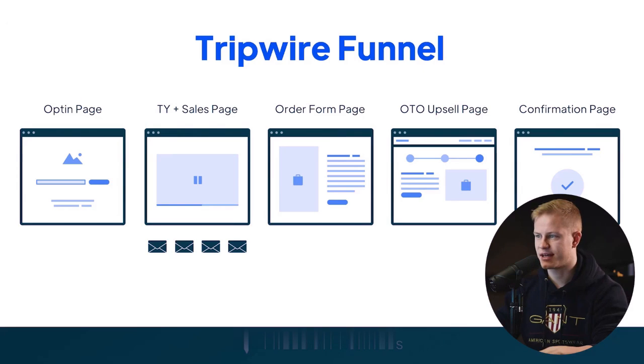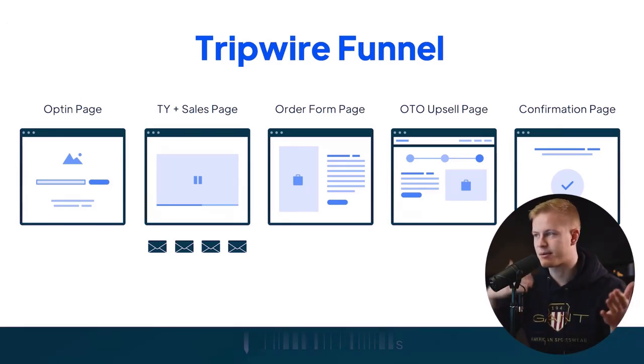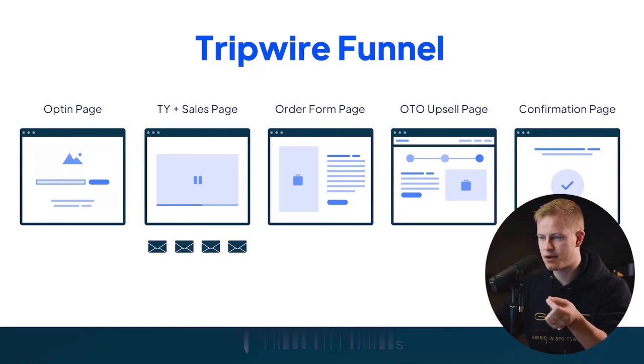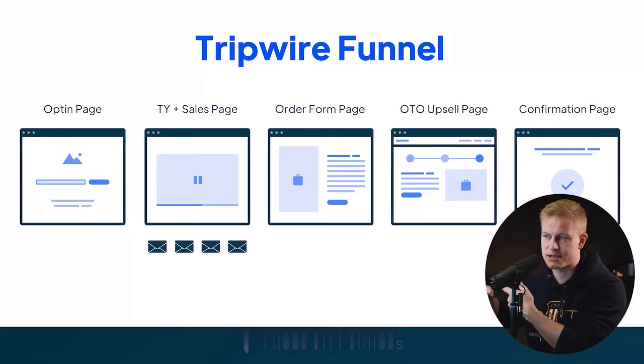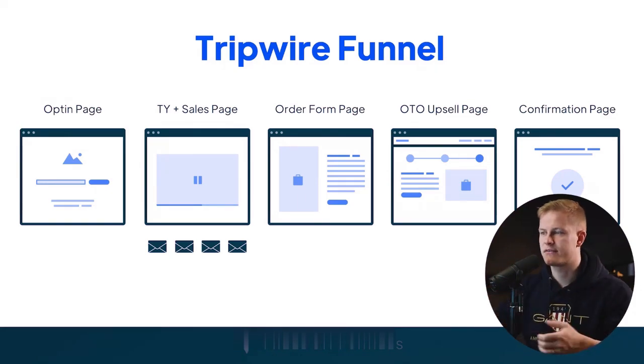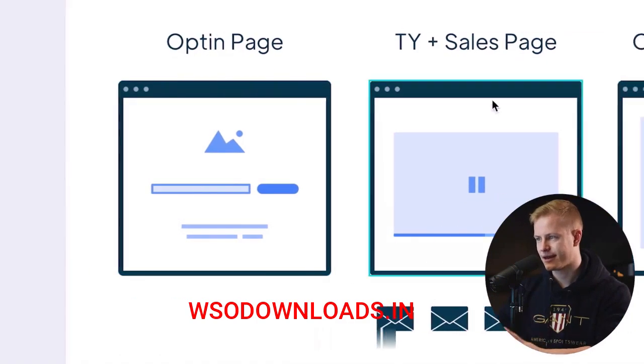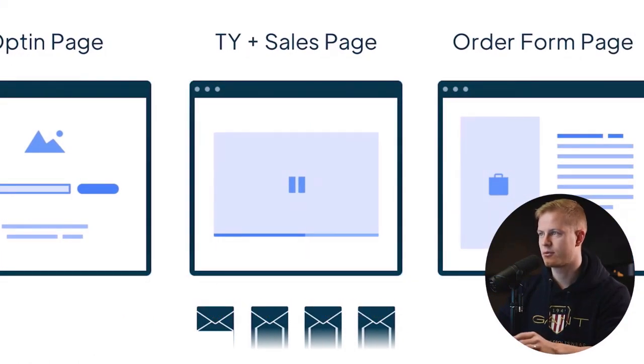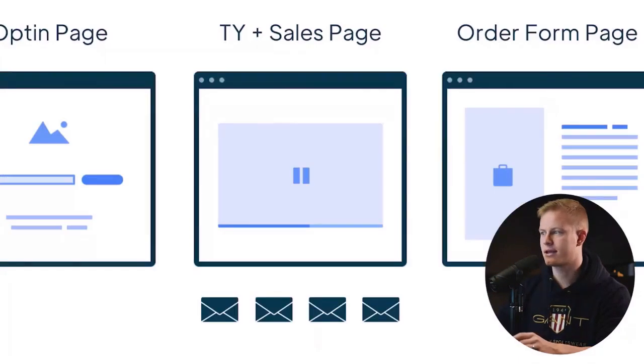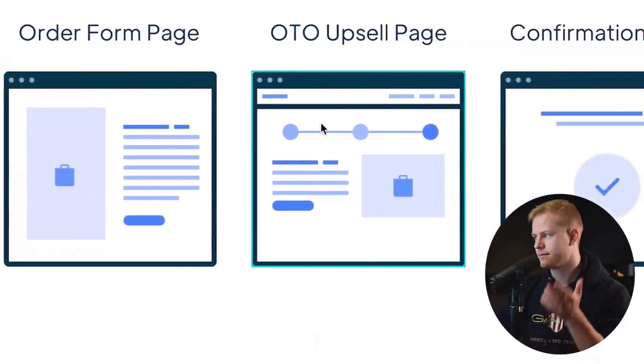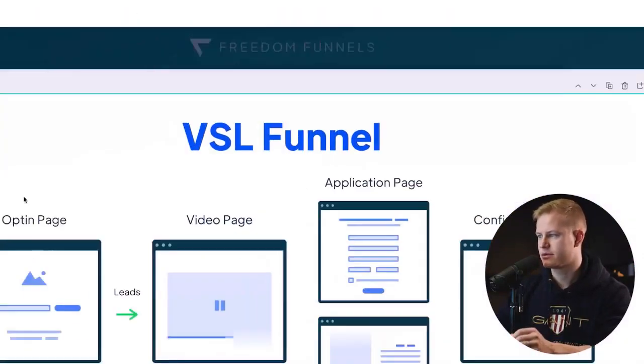Tripwire is if you're selling something, like you're running ads, for an example, and you pay $30, you want to make $30 back. You get a customer for free, and now you grow your business and sell more on the back end to increase the profit. So opt-in page to a thank you plus sales page, pretty similar to what we had here. And then order form, upsell, confirmation, very simple.